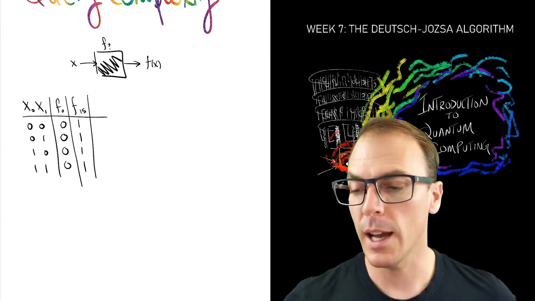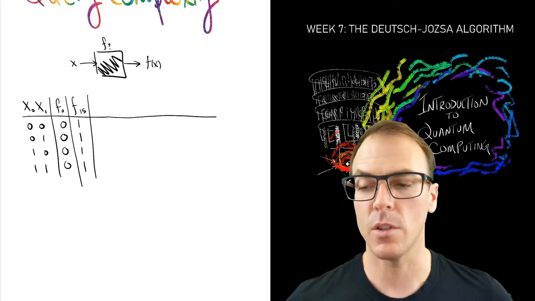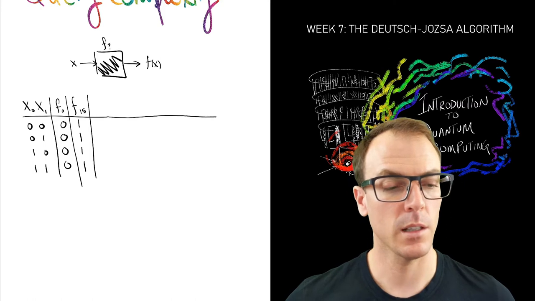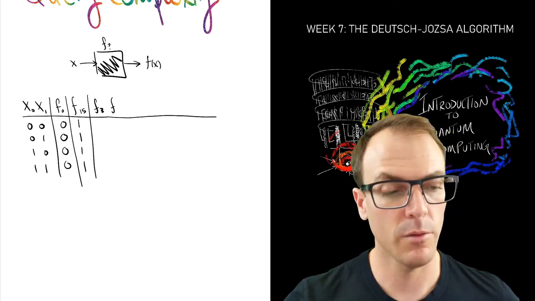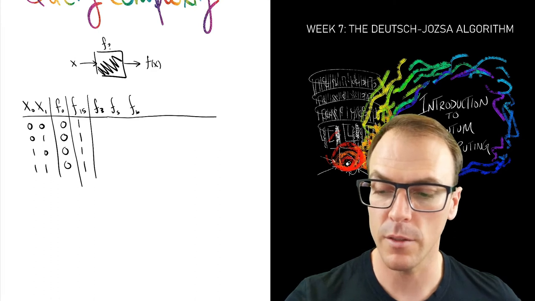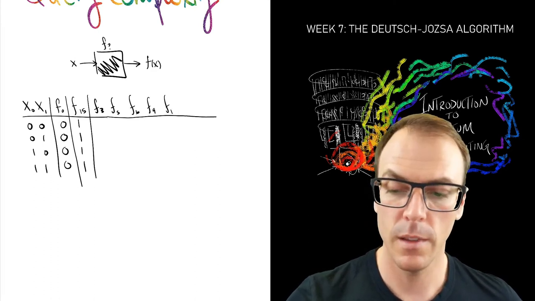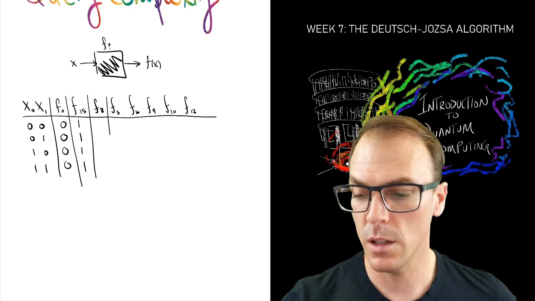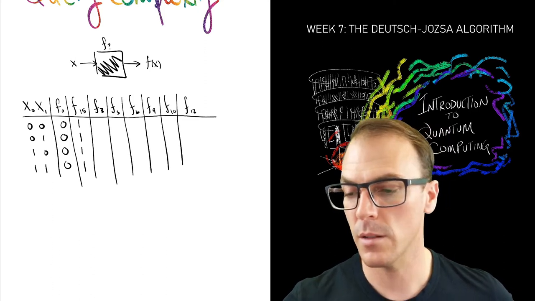And then we had 6 balanced functions. Okay, let me make sure I get the numbers correct. So we had f3, f5, f6, these are from the last video, and f12 were the balanced functions. And the rest of the functions were neither constant nor balanced.